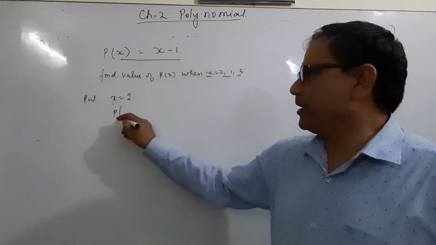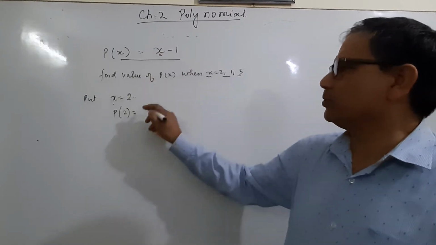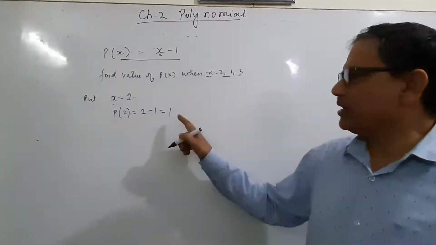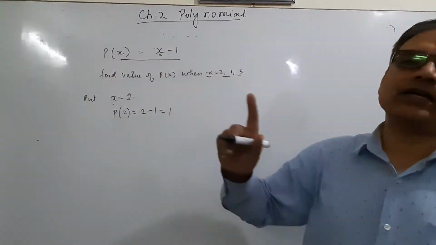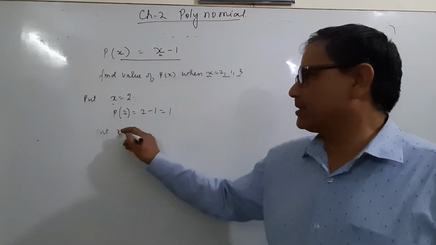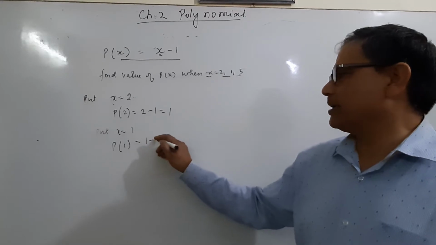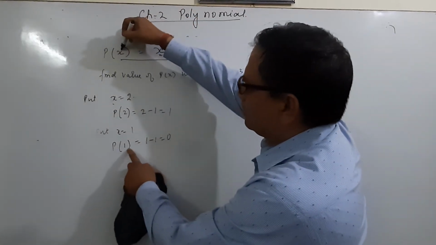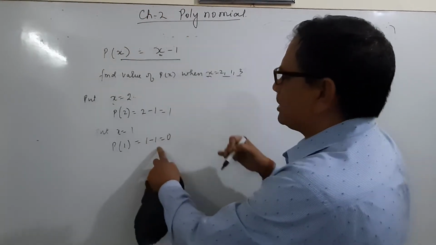Then what do I have to write? P(2) is equal to, what do I have to put here? 2. 2 minus 1 is equal to 1. It means 1 is the value of the polynomial when we put x equal to 2. And then put x equal to 1. Then P(1) is equal to 1 minus 1, which is 0.